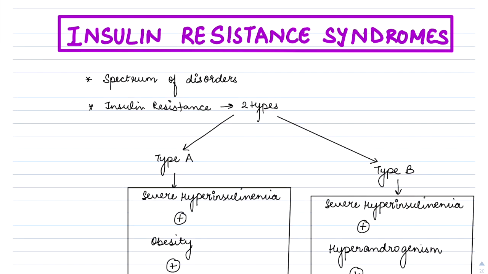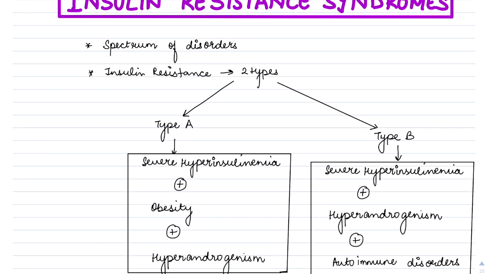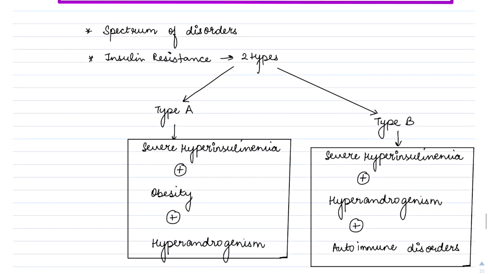Now we'll be discussing the various insulin resistance syndromes, of which diabetes is only one of the components. So insulin resistance is a cause of type 2 diabetes, and it is only one of the components of insulin resistance syndromes. It is a spectrum of disorders which include many things.